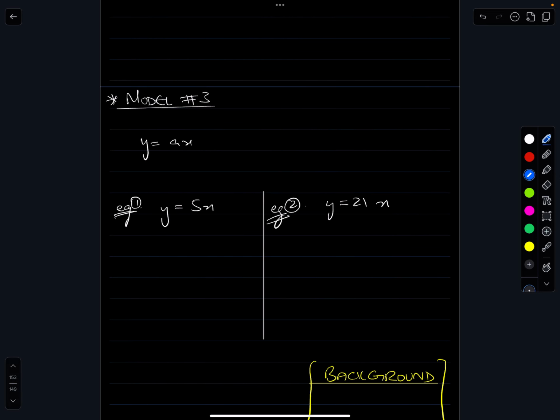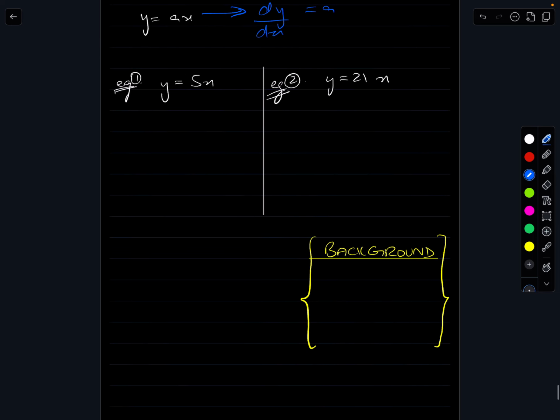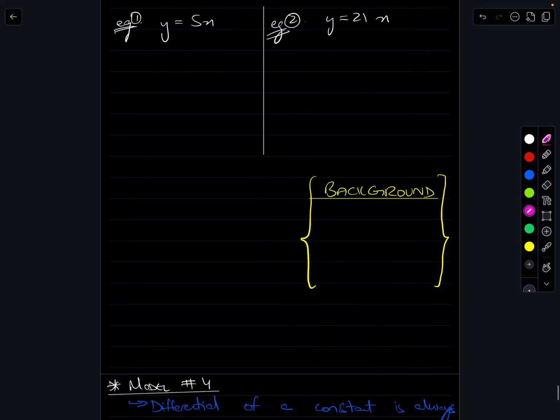So model 3 states that if I have a variable with the power 1, the derivative will be the coefficient simply. So dy by dx is equal to a. Now, I guess you guys should understand the background first. So how about we take an example?